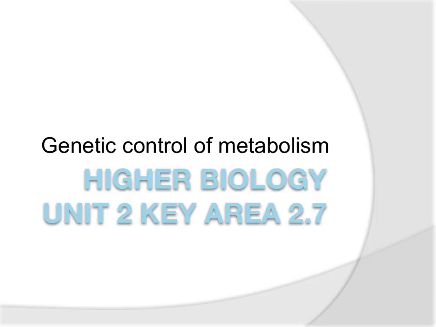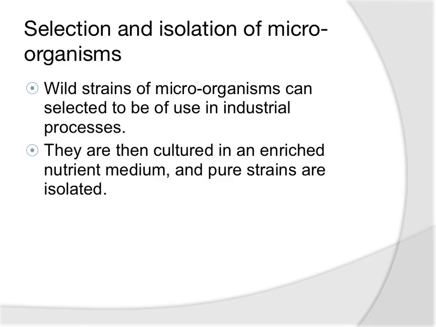Well, here we are at the last key area that we need to cover for Unit 2. I bet you thought we'd never get there, but we are almost done. Last hurdle. So this key area is having a look at what sort of things affect the control of microorganisms or affect the metabolism of microorganisms. But this time round we're looking at genetic control of the metabolism of these organisms. In the last section, key area 2.6, we were looking at environmental conditions, the pH, the temperature and so on.